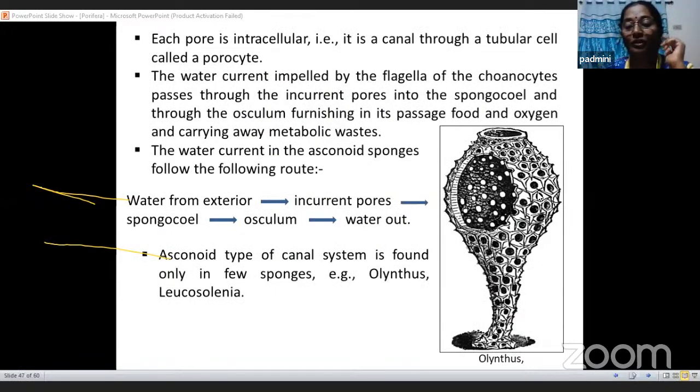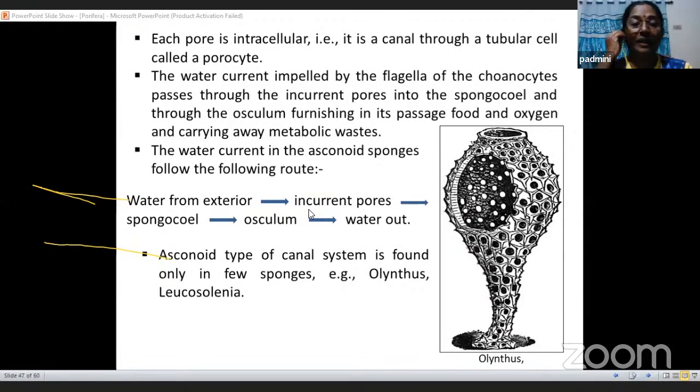The example of the specimen here is Olynthus, a flower-vase-shaped Olynthus. You can see all these dark dots. These are the dermal ostia, and you can see the triaxon spicules that are present. They have cut it open to show how the spongiocele looks, and this is the osculum from where the water goes out. So this is how the picture looks.